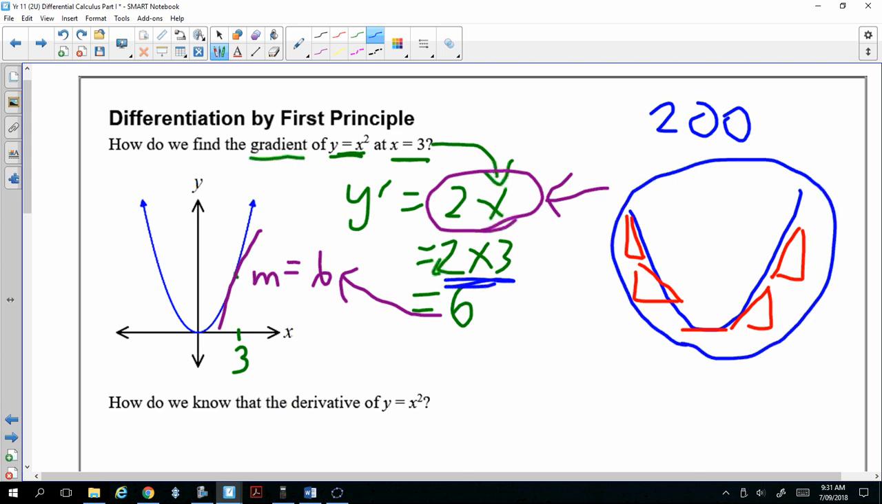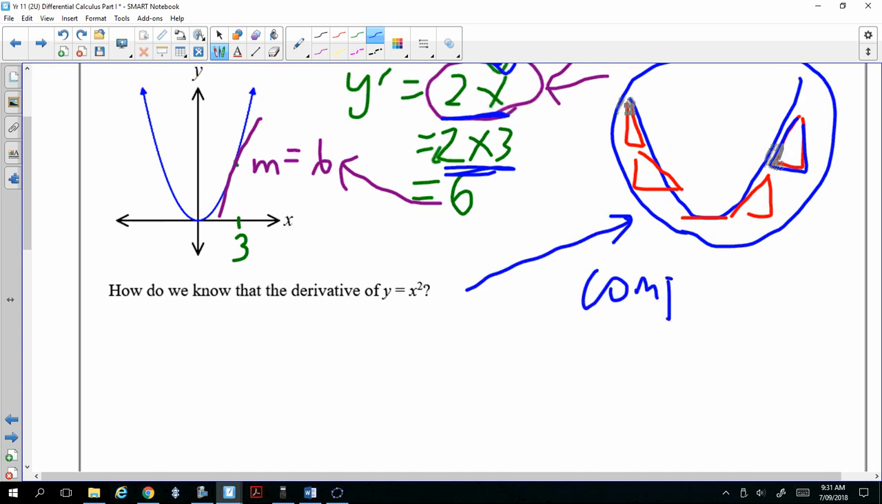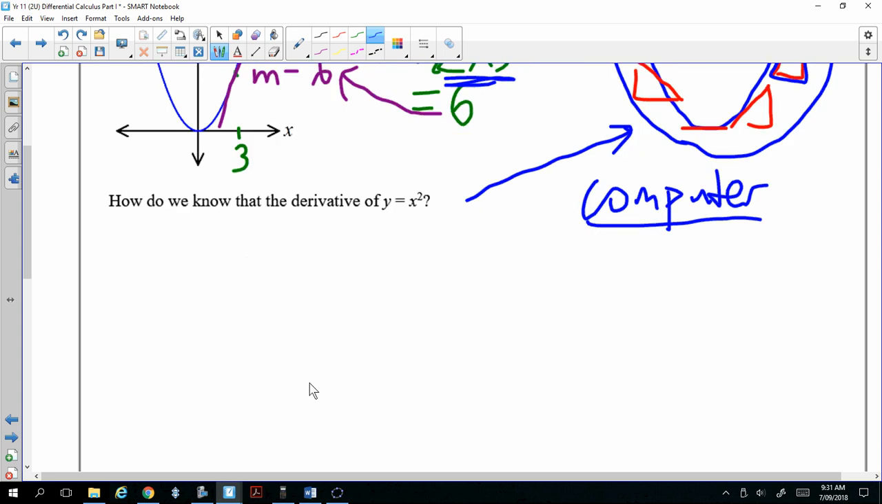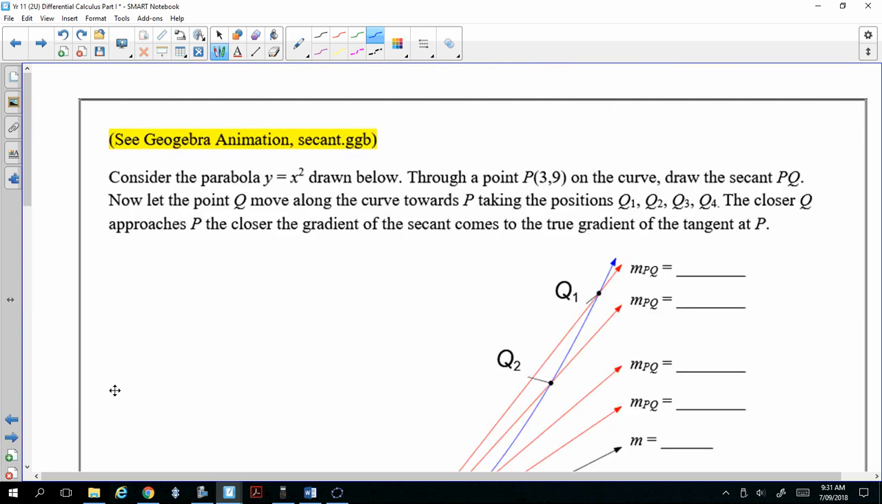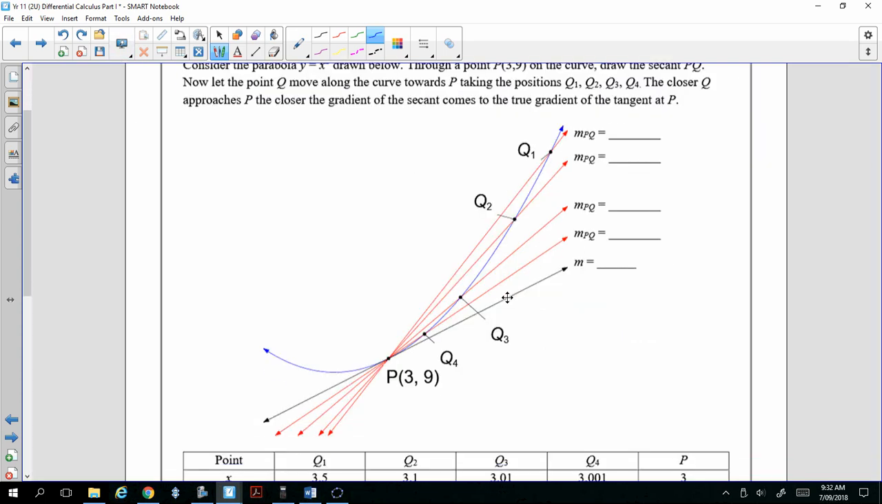So that's differentiation by first principle. That's how it was first discovered, using this way to find out why this is 2x. Basically we use a computer, but there's no computer before. How do I do it without? That's what we're going to find out on the next page. There's an animation which I didn't open. All right, doesn't matter. Okay, let's watch this. There's a graph in front of you. Let's watch what happens. So we're going to find the gradient of this line at 3, which is the black one.